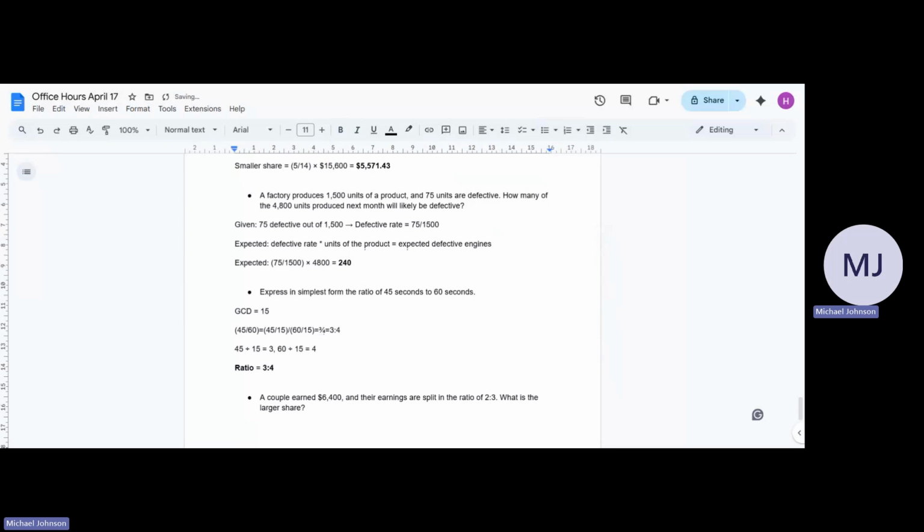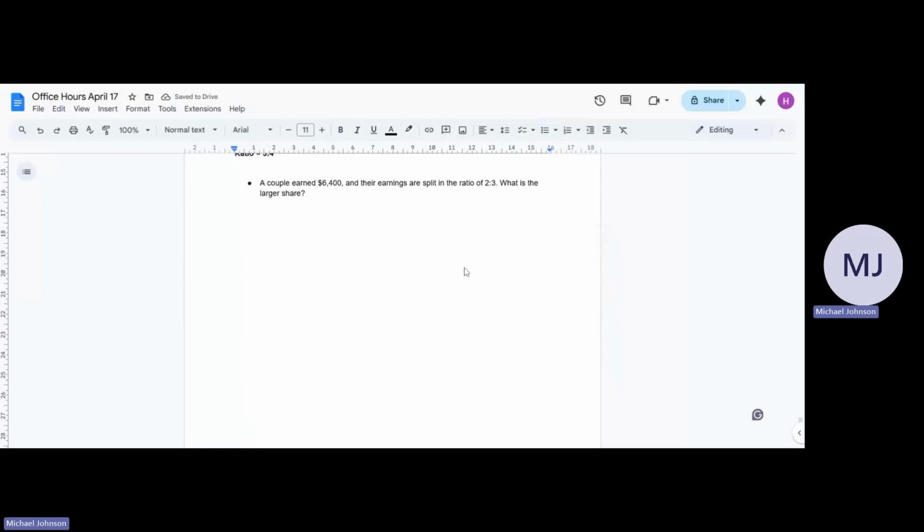So you do that. And then a couple earns $6,400 and the earnings are split in the ratio of 2 to 3. What is the larger share? So how to do this one is you would take 2 plus 3 equals 5. So the 2 to 3, add them together. 2 plus 3 equals 5. For the larger share, you take the 3, that's larger than 2. 3 divided by 5 times 6,400 equals 3,840. So that's how you do that one.